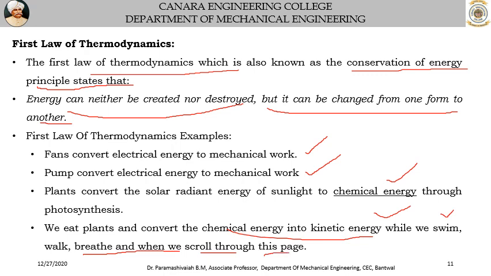This way, energy can be converted or transformed from one form to another, maybe electrical to mechanical, mechanical to electrical, chemical to mechanical. So we can convert one form of energy to another form of energy, but energy cannot be destroyed. It can only be converted from one state to another, one form to another.